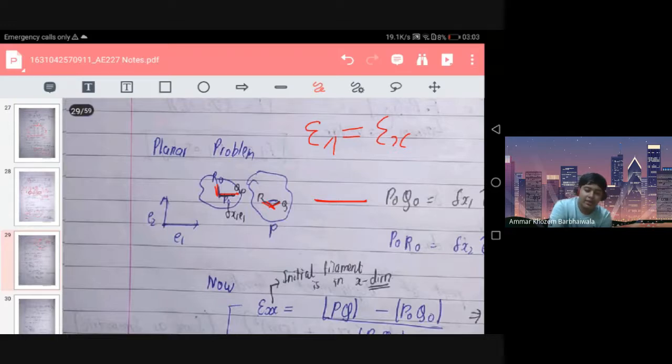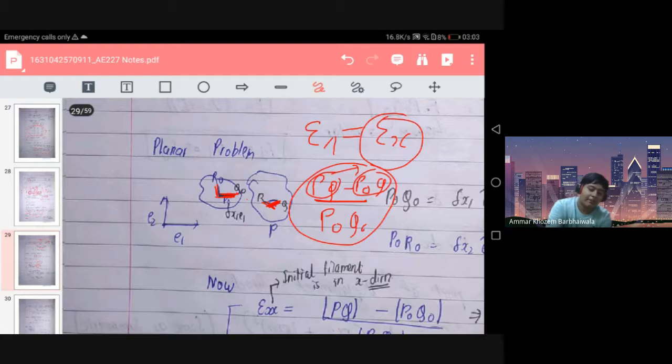It's basically PQ minus P naught Q naught. This is the final PQ minus P naught Q naught. This is the change in length in x direction. It was initially in x direction, but finally it has some length PQ, and this is divided by the initial length P naught Q naught. So this is the engineering strain in x direction.